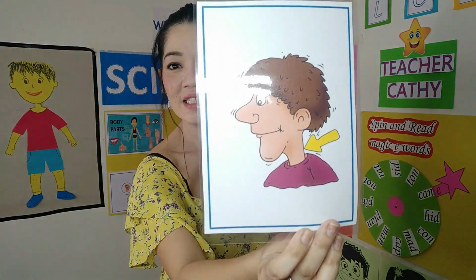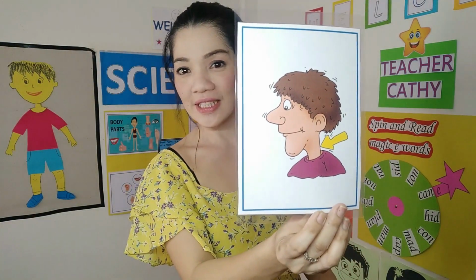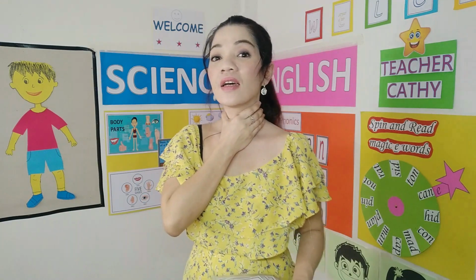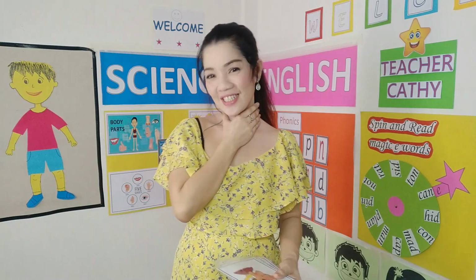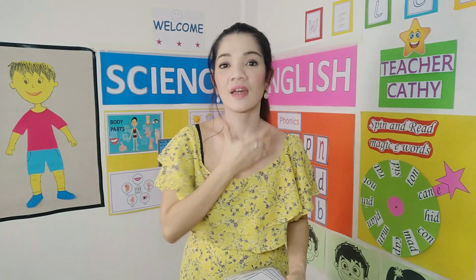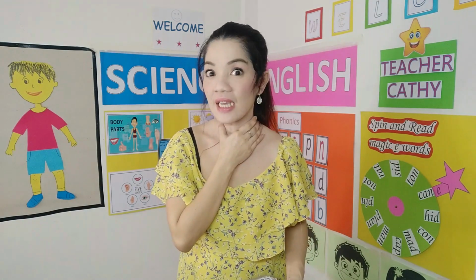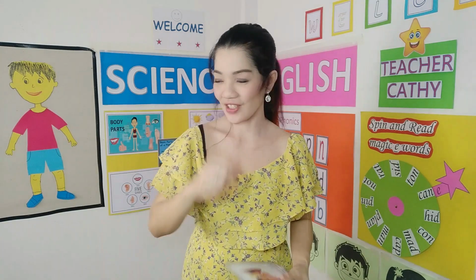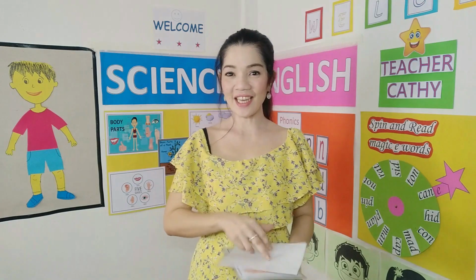What is this? Can you see the yellow arrow? Where is the arrow pointing at? It is pointing at the neck. Say neck. Touch your neck. Okay, move your neck. That's right. Okay, say neck. This is my neck. Say it again. This is my neck. Very good. Okay, next one is, look at here.